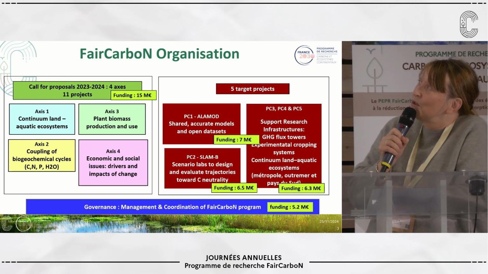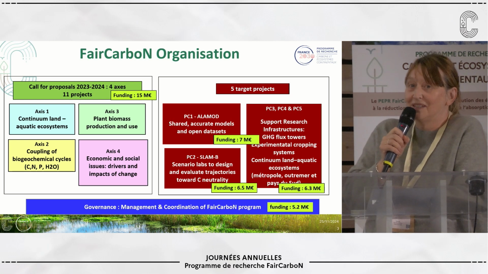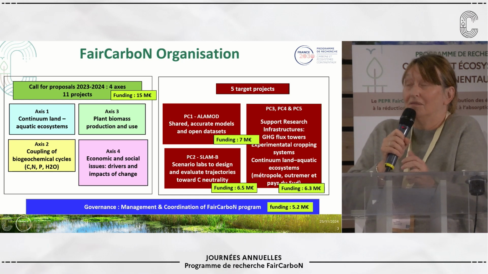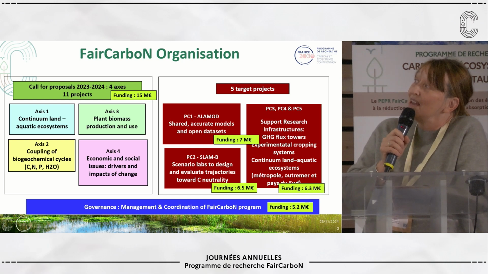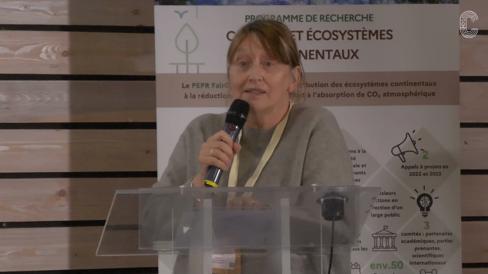So the first axis is about the continuum of land-aquatic ecosystems. So we find coastal zones, inland areas with lakes and rivers, and wetlands with peats and permafrost. And then we have the second axis. It's the carbon cycle coupled with the water, nitrogen or phosphorus cycle, and it also includes forest and cultivated ecosystems.